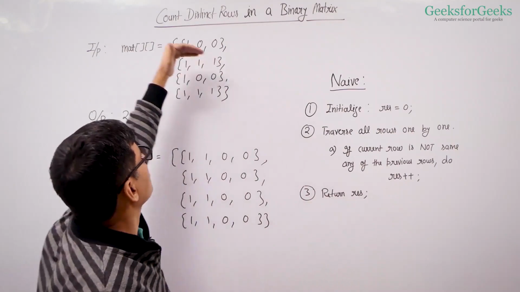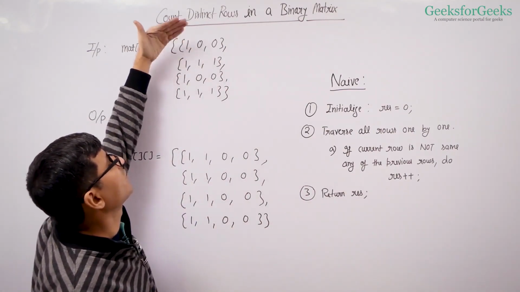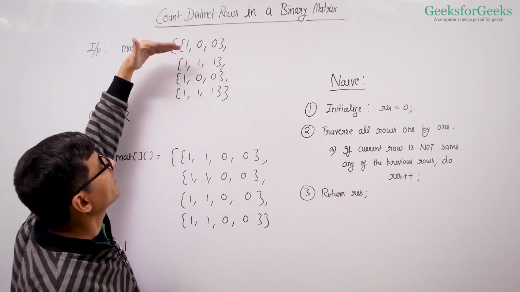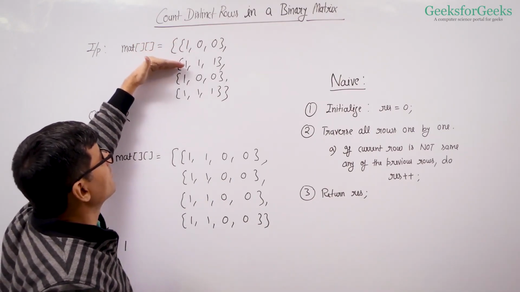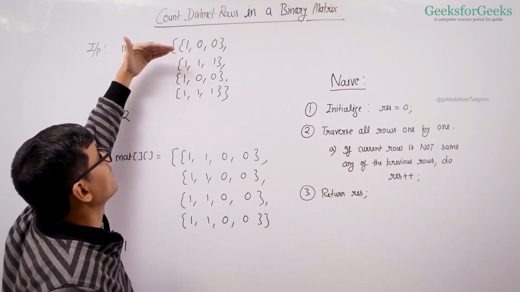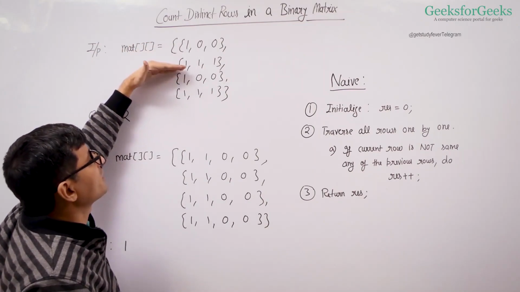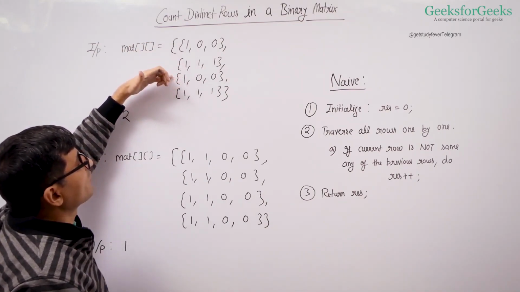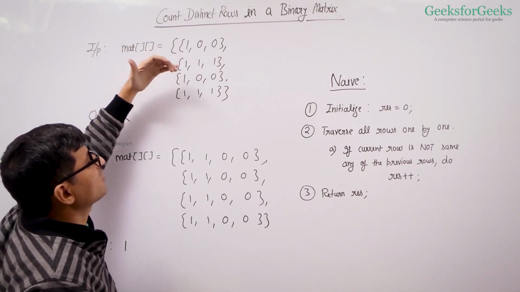So we begin with this row. This is the first row. It's not going to match any of the previous rows because there is nothing before it. So we'll have result 1. Then we'll come to this row. This also does not match with any of the previous rows. So we'll increment the result. We will not increment the result for this and for this. So our result is 2.